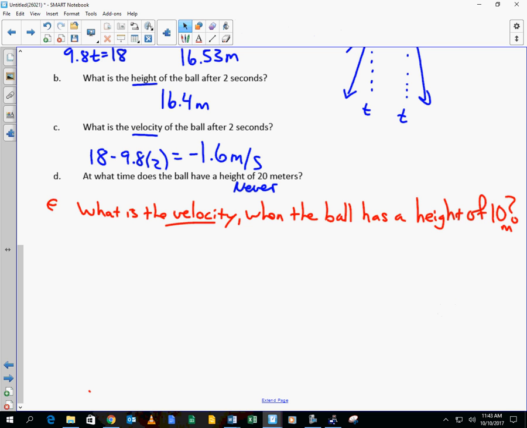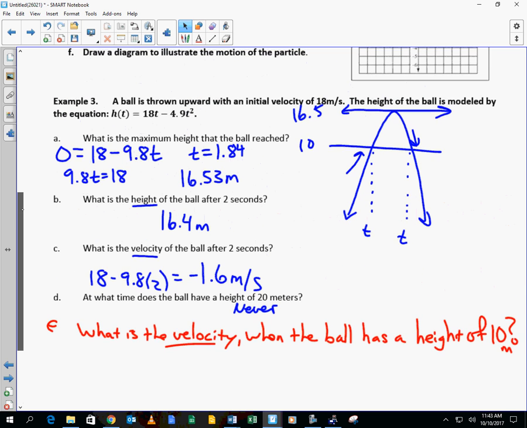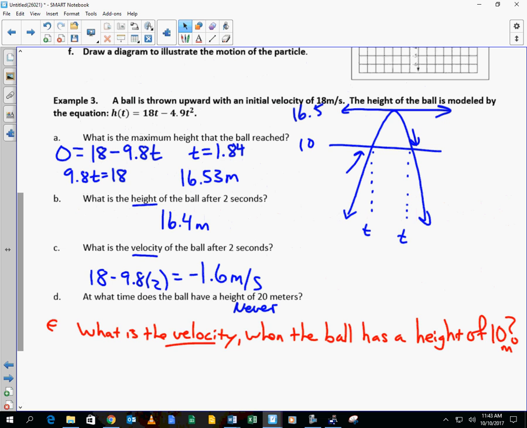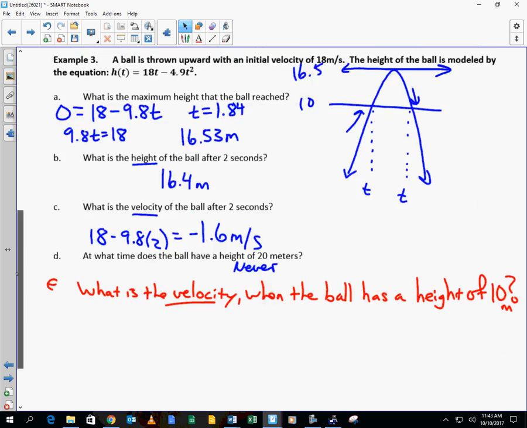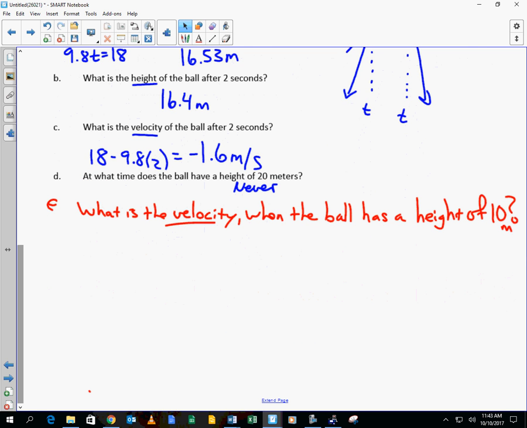All right. Velocity when the ball has reached a height of 10. Wouldn't it be nice to know what time it reached 10? And if we knew what time it reached 10, then we can plug our time into the velocity function. So let's go to work.